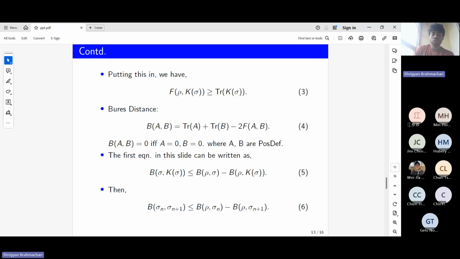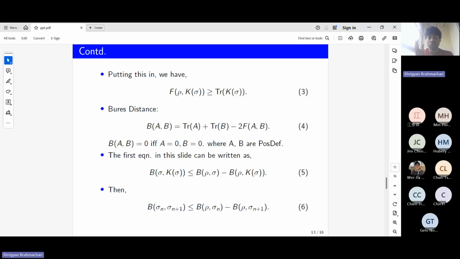I want to introduce this quantity called Bures distance. Bures distance, as far as we are concerned, is essentially a metric for positive semi-definite matrices. Let's call them A and B. It's trace of A plus trace of B minus twice the fidelity of A and B. And it's a metric. It follows the necessary conditions of a metric, including the one that we will use: that if Bures distance between two positive definite matrices is 0, it means the matrices A and B are equal. Okay. Now, the part that I just skipped was proving equation 5.